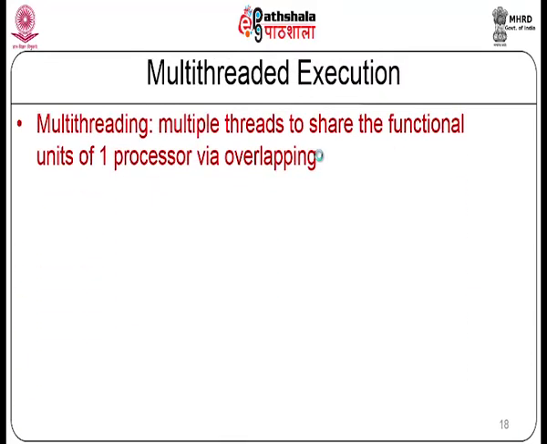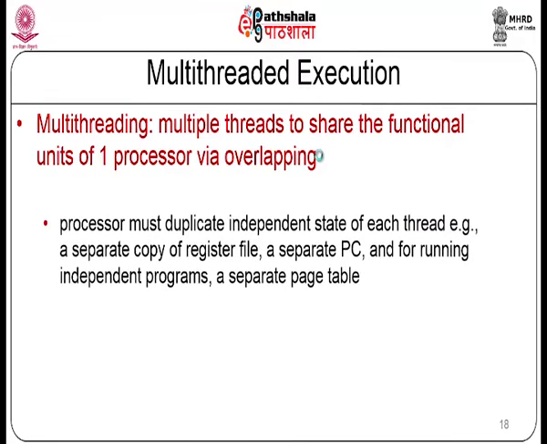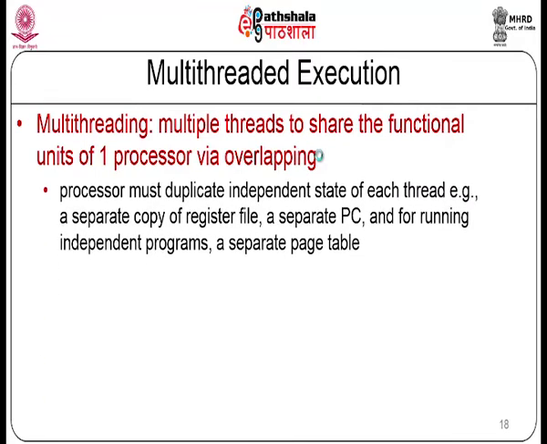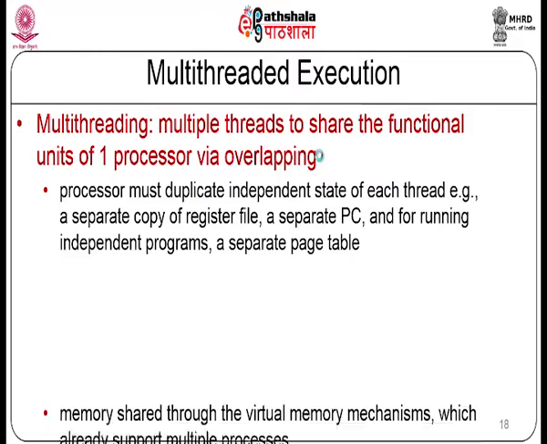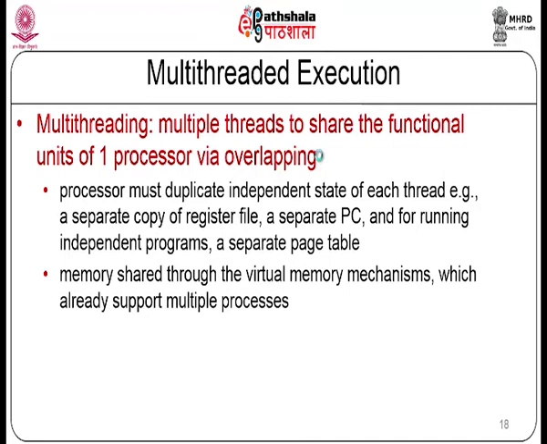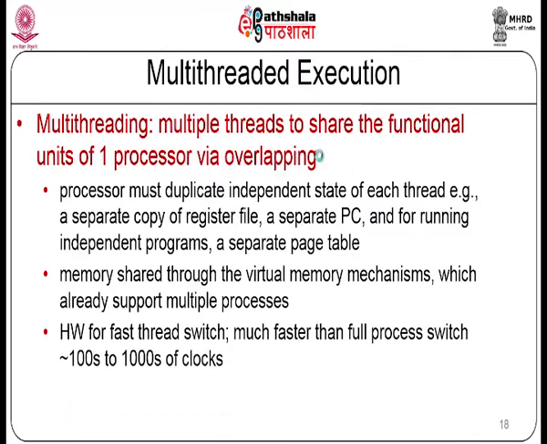When you look at multithreaded execution, multiple threads share the functional units of one processor via overlapping. So the processor must duplicate the independent state of each thread. For example, a separate copy of the register file, a separate program counter, and for running independent programs, a separate page table. Memory sharing obviously happens through the virtual memory mechanism, which already supports multiple processes. And the hardware for fast thread switch should be there.